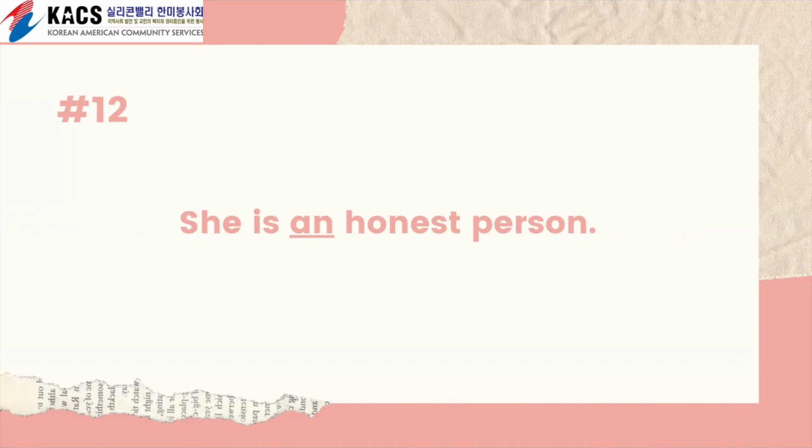This one was a really tricky problem because when you look at it, you see, oh, the word right after it is the word honest, and honest begins with the letter H. So it must be A because H is a consonant. But for this case, it's actually an because the word honest, which is the word right after the underlined part, the H is silent. So you wouldn't pronounce it like honest. You would pronounce it like onest. So because the H is silent, it sounds like it begins with the letter O. So if it begins with the letter O, then we would use an. So it would be, she is an honest person. This one was a really tricky problem.